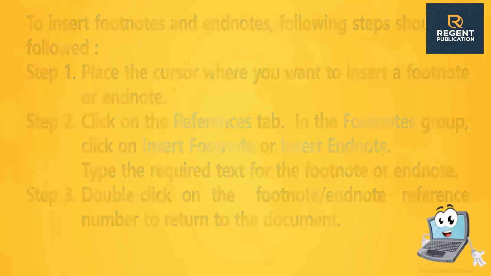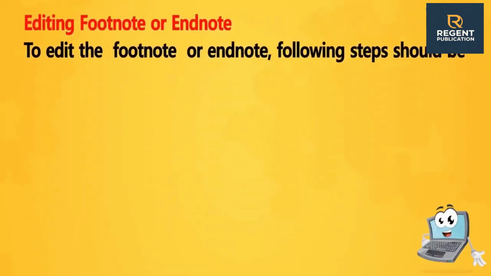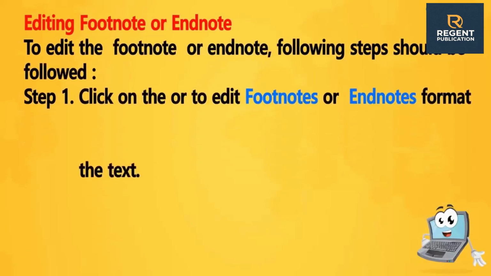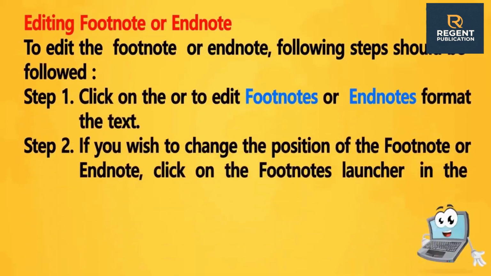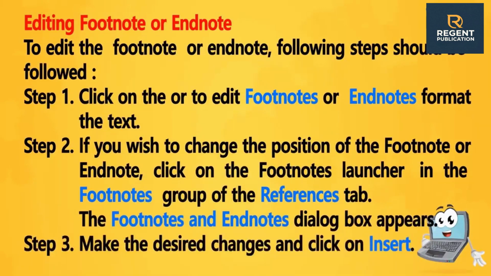Editing footnote or endnote. To edit the footnote or endnote, following steps should be followed. Step 1. Click on the footnotes or endnotes to edit or format the text. Step 2. If you wish to change the position of the footnote or endnote, click on the Footnotes launcher in the Footnotes group of the References tab. The footnote and endnote dialog box appears. Step 3. Make the desired changes and click on Insert.